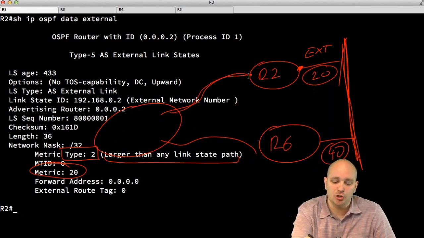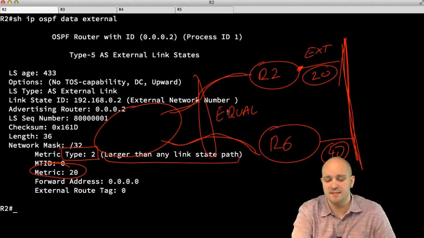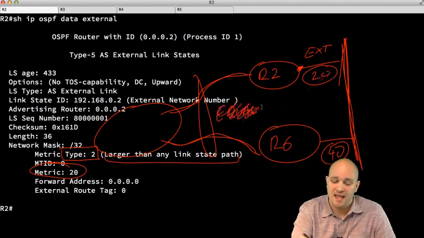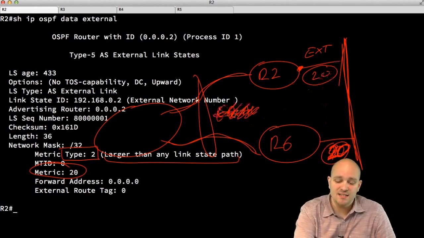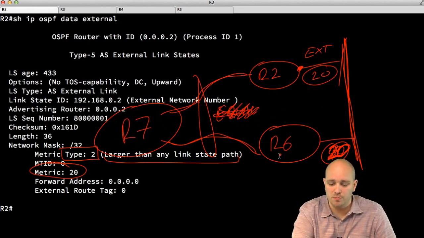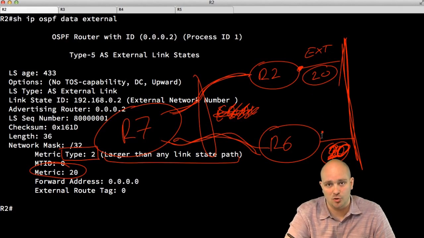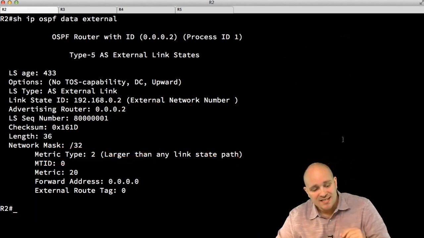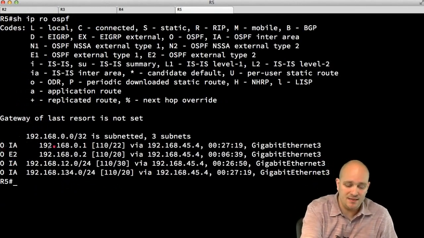Now, this doesn't mean that this internal cost is completely irrelevant. If the external costs were equal, that doesn't mean that this router here, let's say that this is some fictitious R7, would load balance over these two paths. It won't. It would actually look at the internal cost as well before it load balances over these external paths. Now, this other piece of information is not going to be immediately visible in this output here.